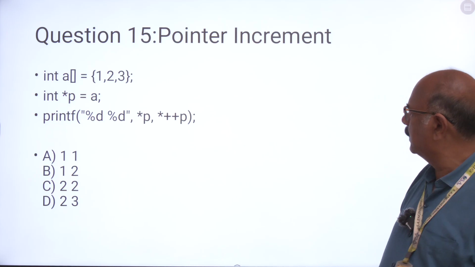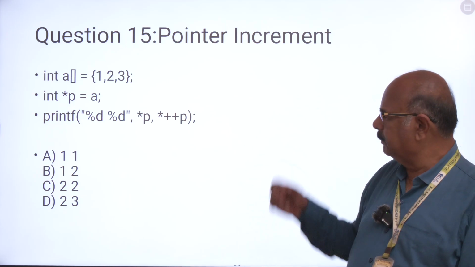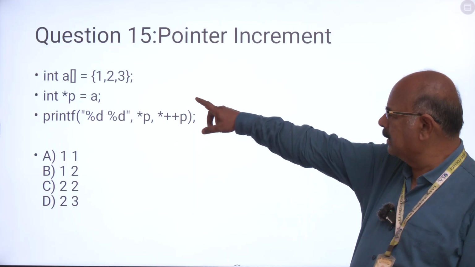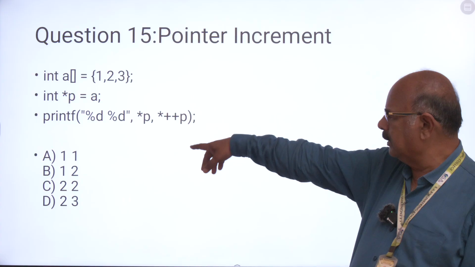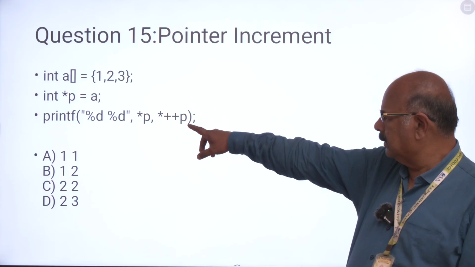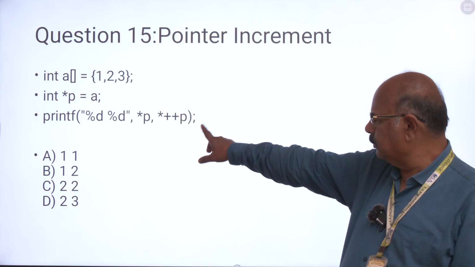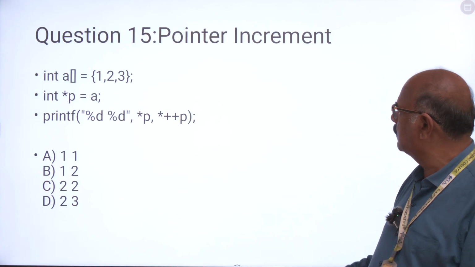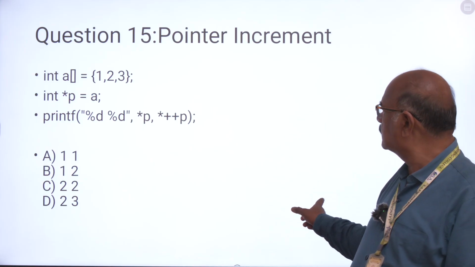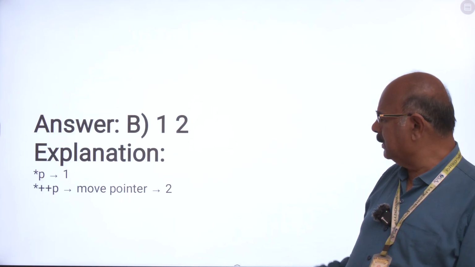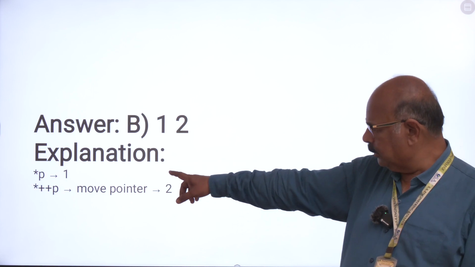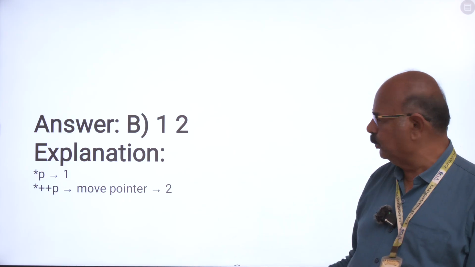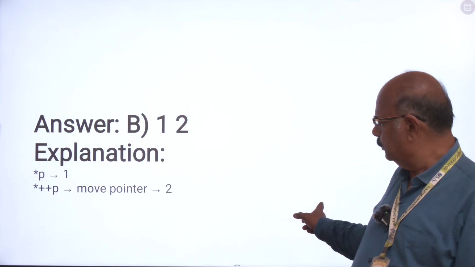Question number 15, pointer increment. Another important part is how we make the pointer increment. So the integer array a is 1, 2, 3 and we are giving a pointer value. Print what values have been given. Here four options have been given: 11, 12, 22 and 23. Let us see the answer for this one. The answer will be 10, because p points to 1, and then we move the pointer to 2. So we get the pointer value 2.